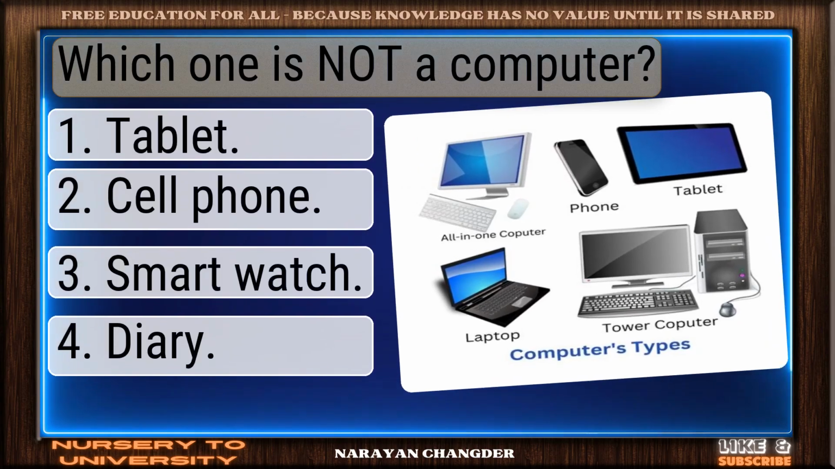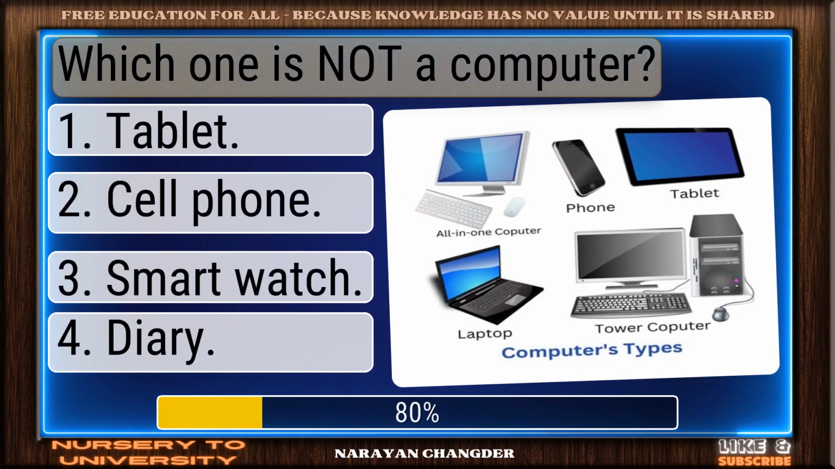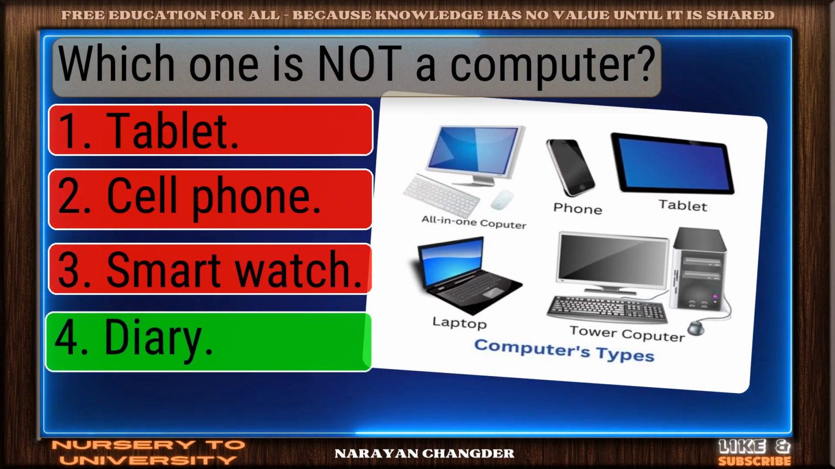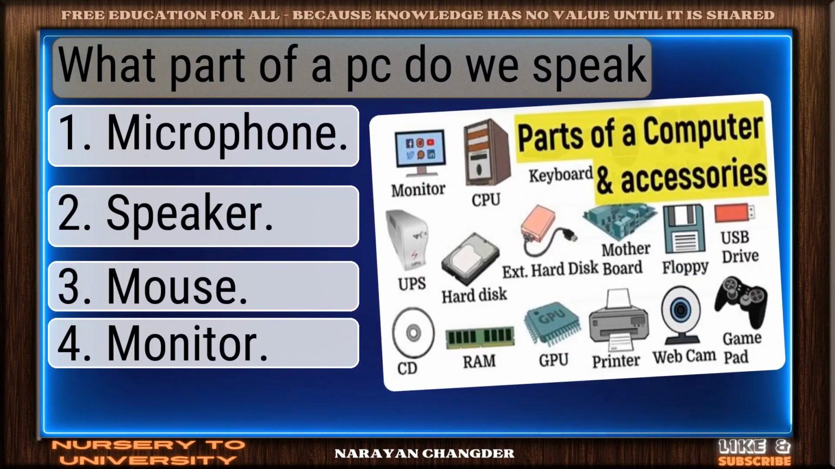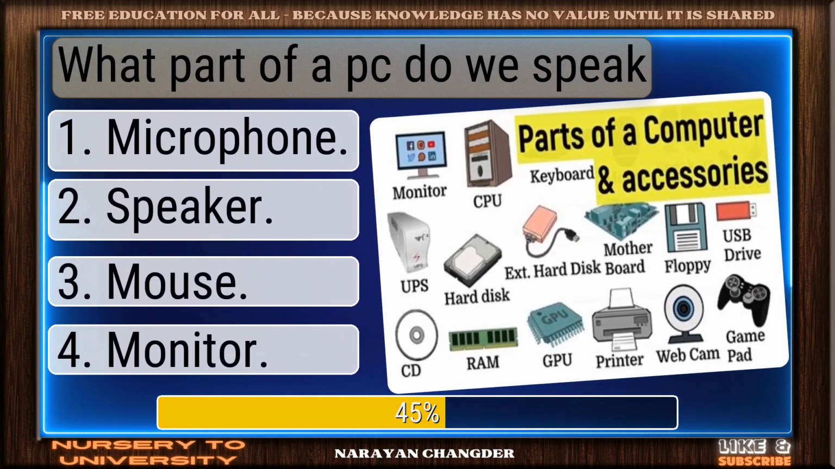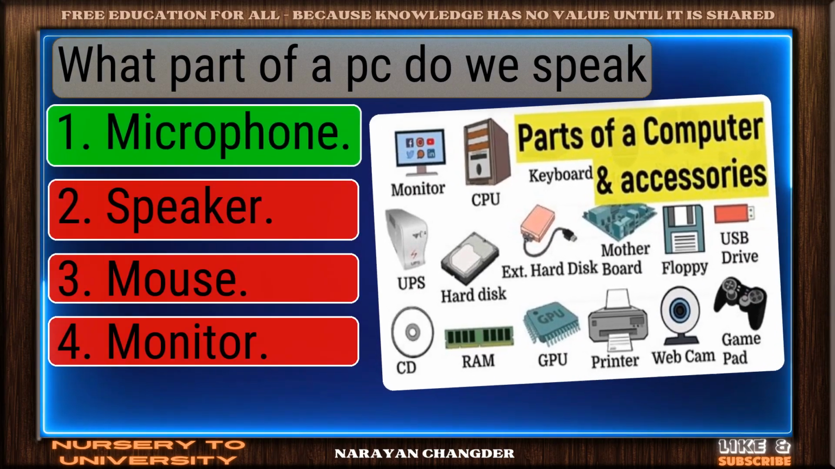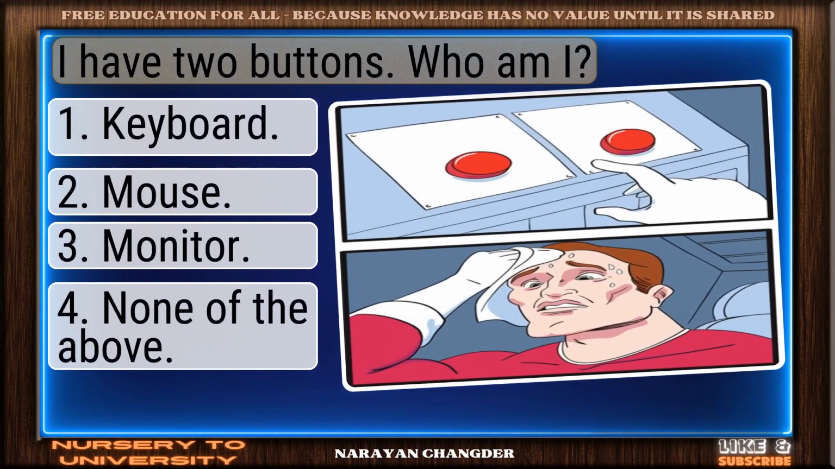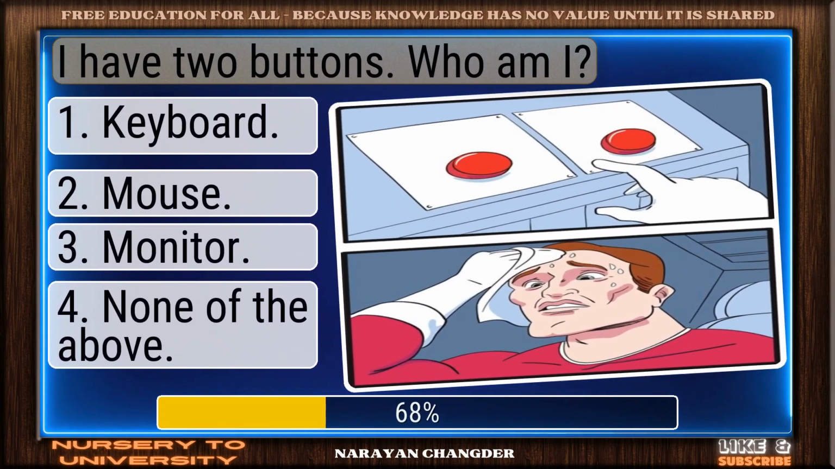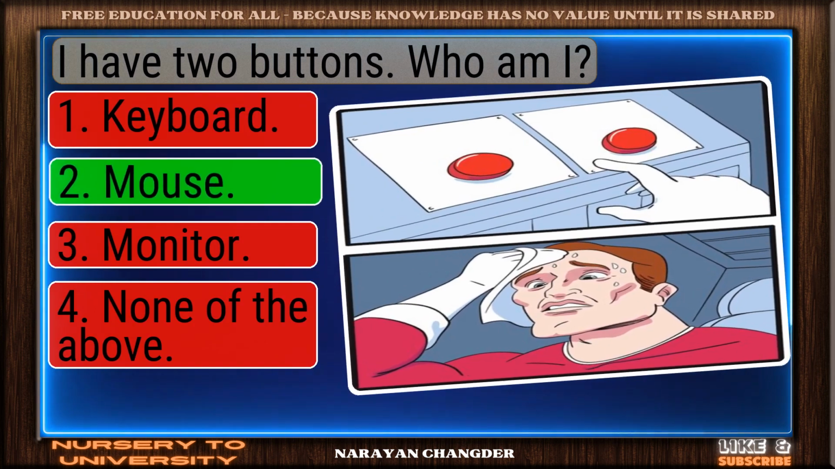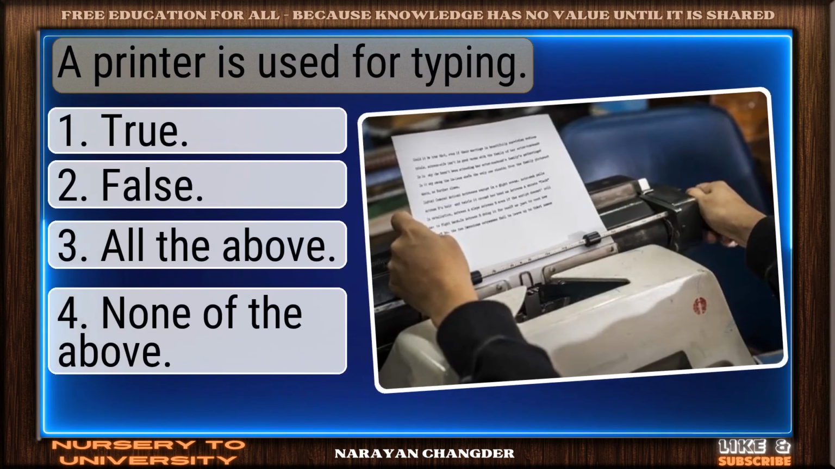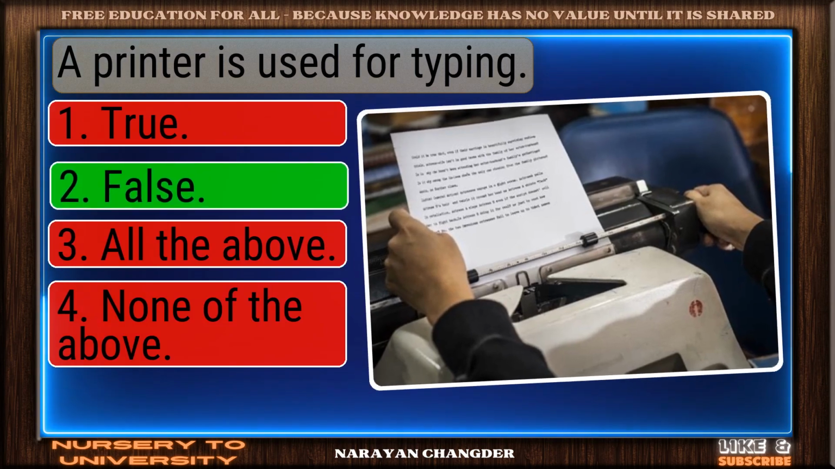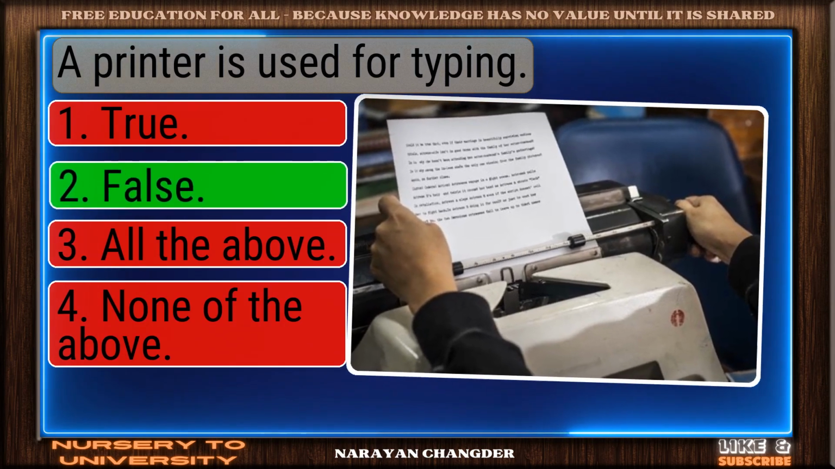Which one is not a computer? Sharp thinking. Diary is right. What part of a PC do we speak? Well picked. Microphone is correct. I have 2 buttons. Who am I? Correct. Mouse is spot on. A printer is used for typing. Nicely done. False is solid.